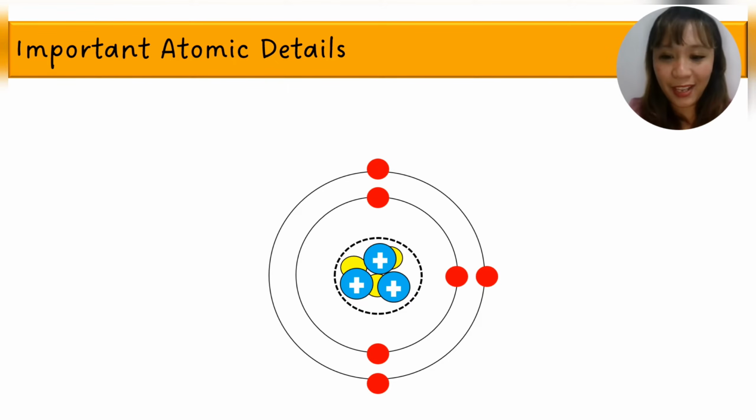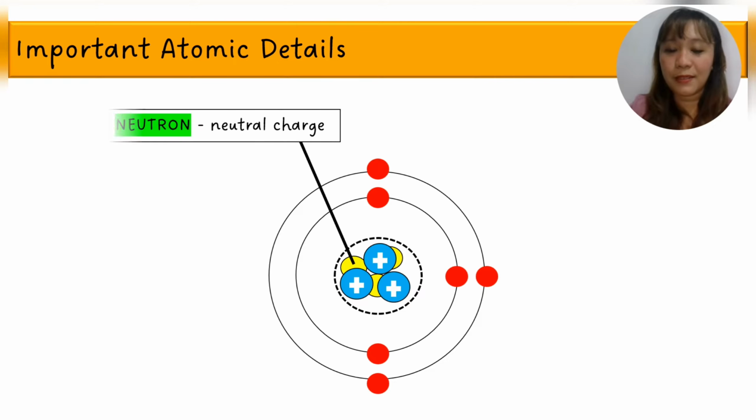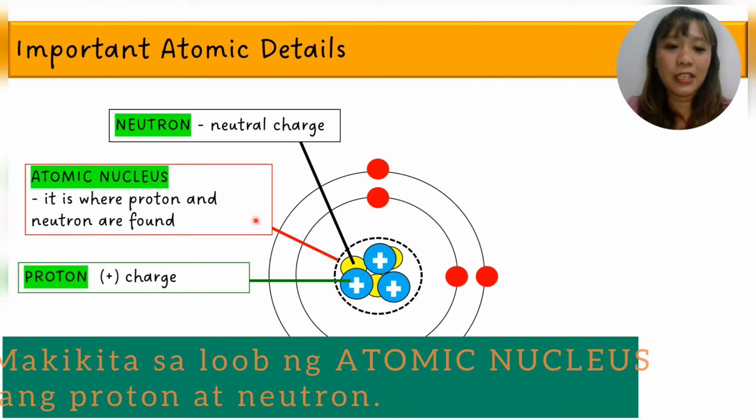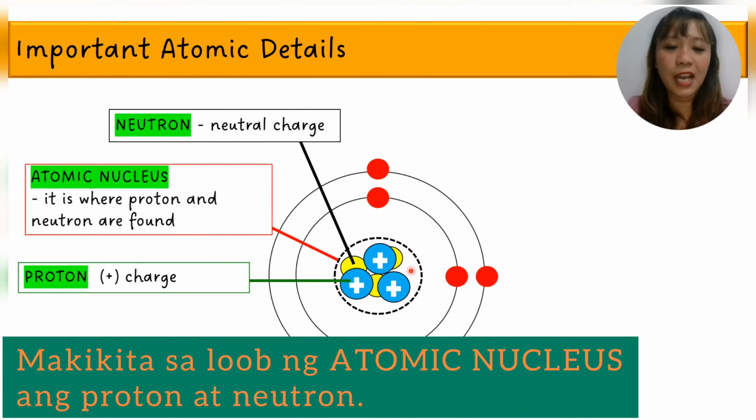Before we dive into the discussion, let me just give you a very quick review on the important atomic details that we are going to mention as we discuss the topic on periodic trends. The first one, of course, is the neutron, the subatomic particle with neutral charge, then the proton with positive charge, the atomic nucleus, this one, the dashed circle. This is where we will find the proton and neutron.